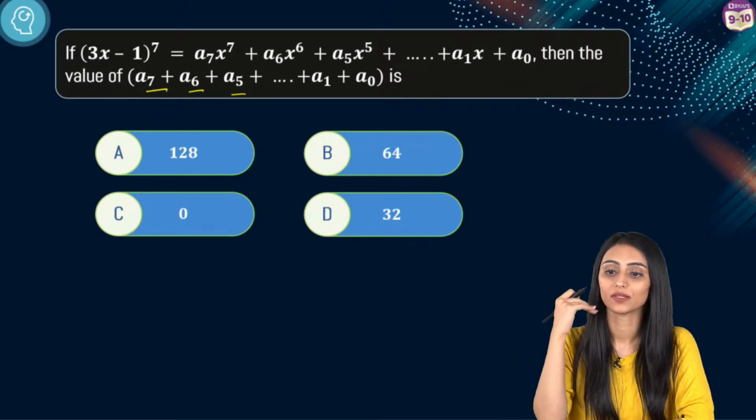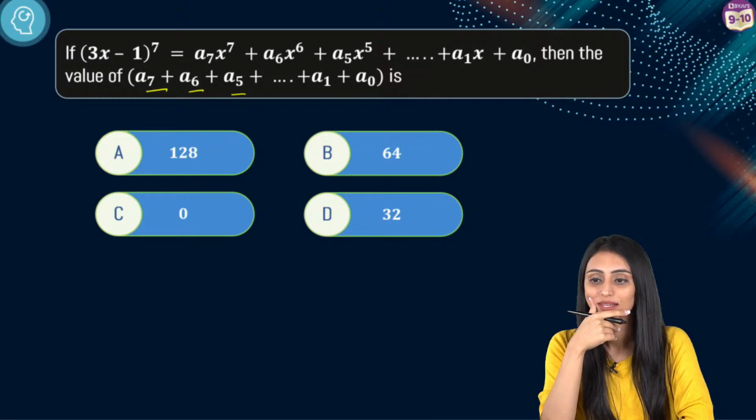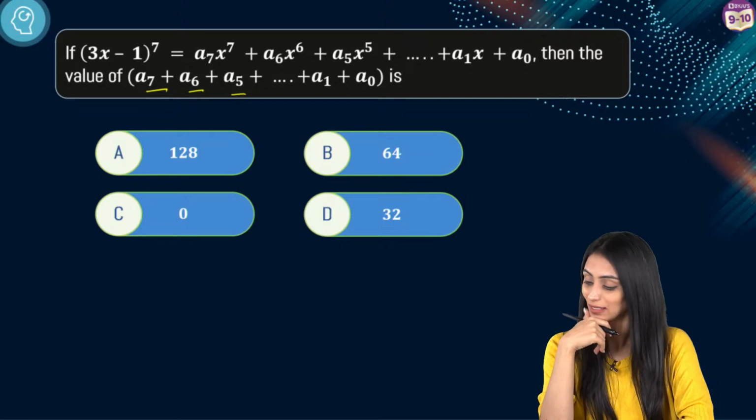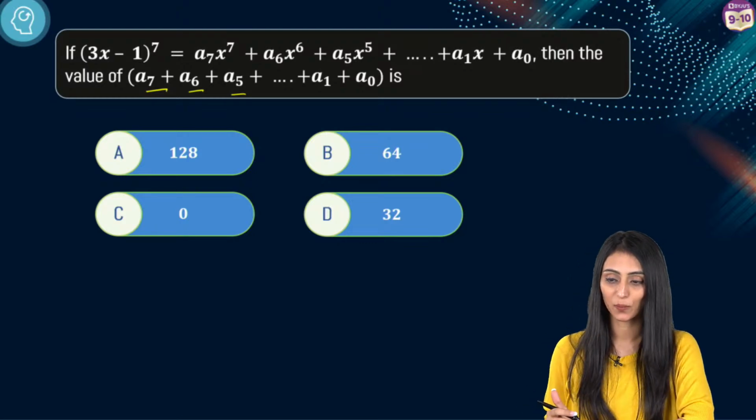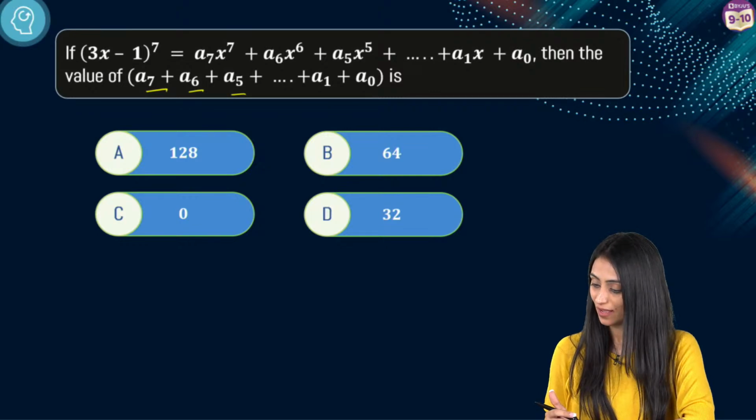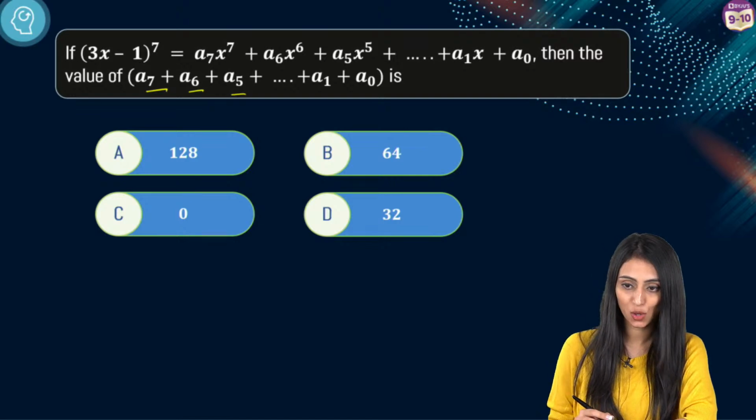Any doubts? Karthik is saying it's 0. Anyone else? Mayank says B, Lakshit D, Adrika C, Somit.